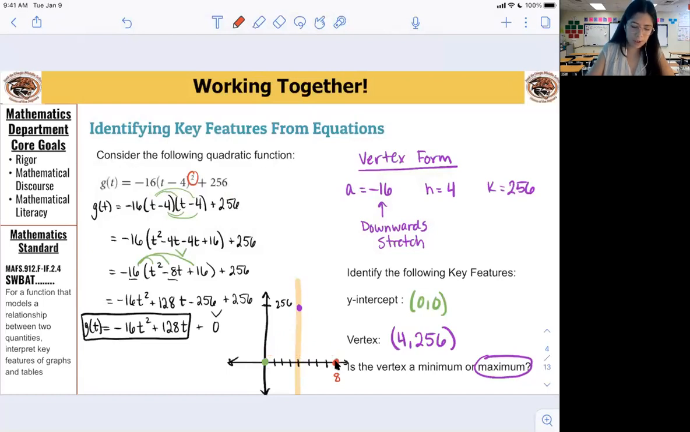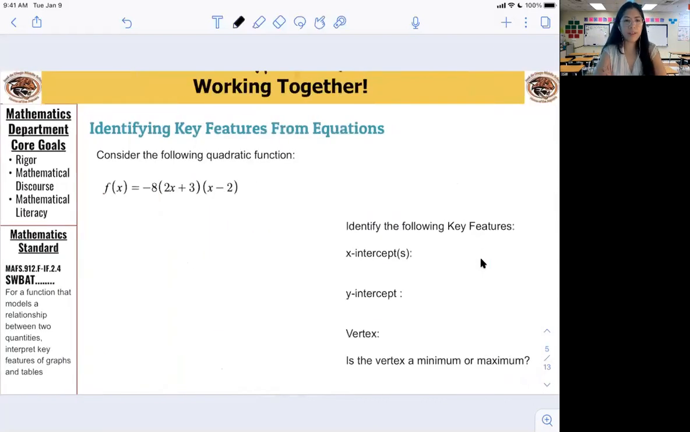So now I can draw a much nicer graph than originally. Let me move this over. Okay, here we go. So that's a pretty good sketch of what it looks like. Any other questions? No? Okay, cool.